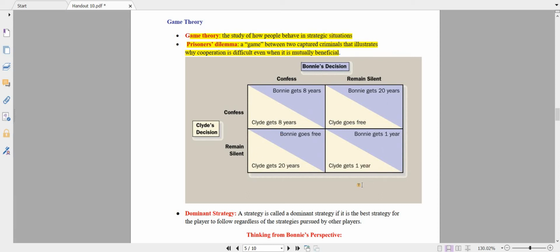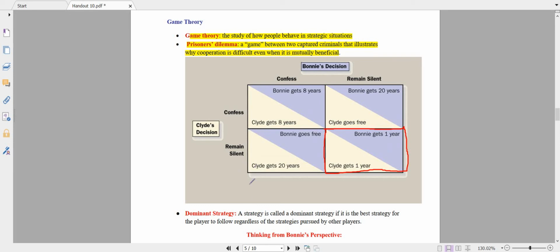Now, if I ask you what is the best outcome or the best strategy for both the parties? The best strategy is going to be where both Bonnie and Clyde remain silent. This can also be referred to as the cartel outcome. So this box here is actually referred to as the cartel outcome. You can see this is the best outcome. This is mutually beneficial for both the parties.